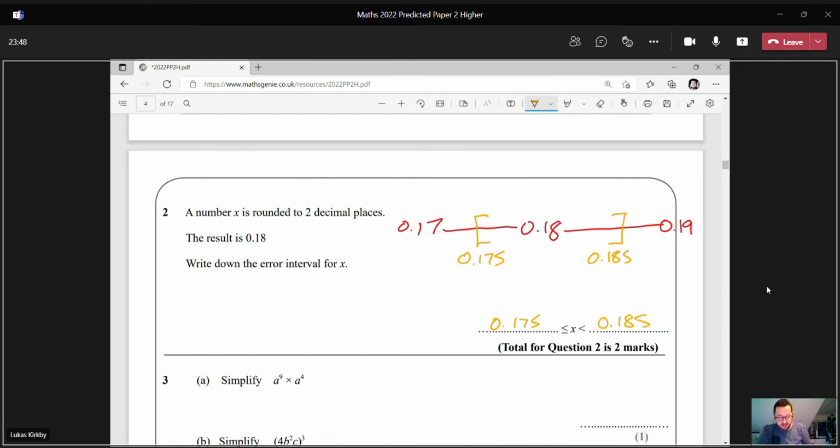Now notice we've got an equals bit here, so this is less than or equal to, and that's because if it was 0.175 you'd round it up, wouldn't you, to 0.18. But notice for this bit there's just the less than sign, and that's because if it was 0.185 it would round up to 0.19, so it wouldn't go back down to 0.18. Alright, so that's why it could be equal to 0.175, but it can't be equal to 0.185. Okay.